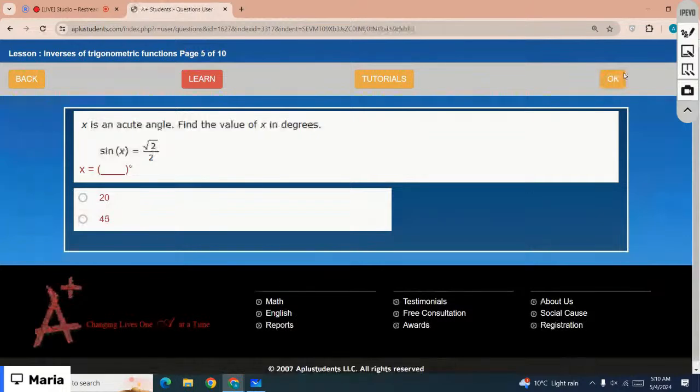Sin x equals square root 2 over 2. So which is the correct option? That is 45 degrees. The correct option is 45 degrees.